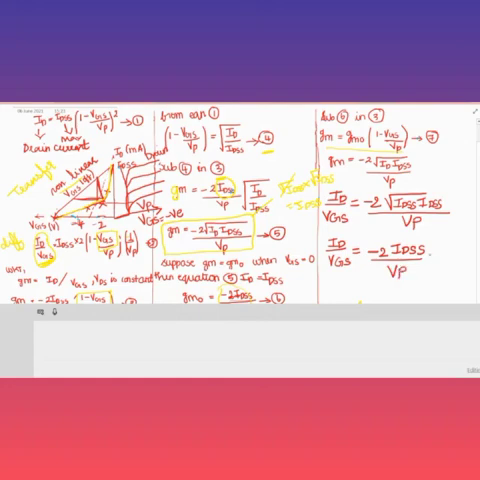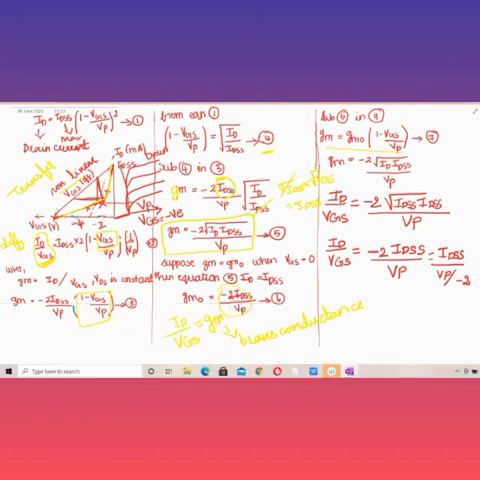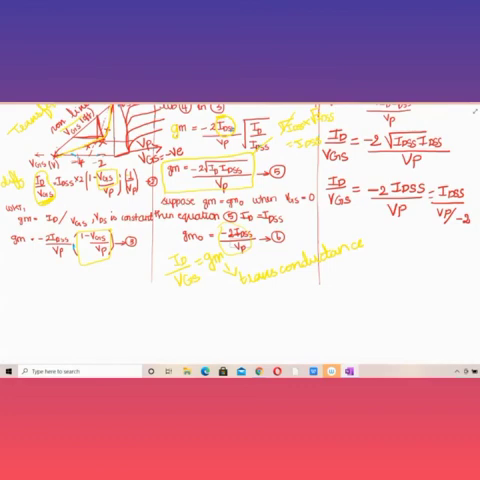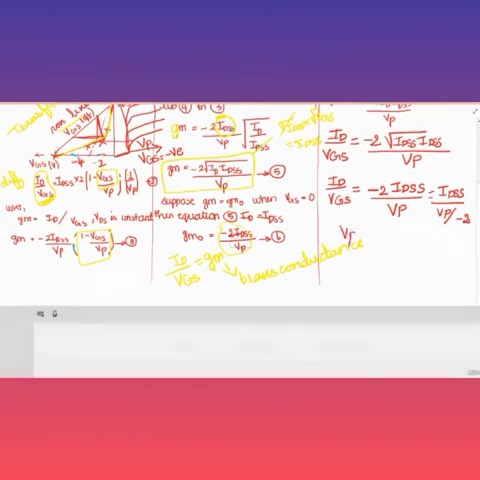Now I'm changing this into IDSS by VP by minus 2. So this term, VP by minus 2, will be acting like an intercept value in my transfer characteristics.